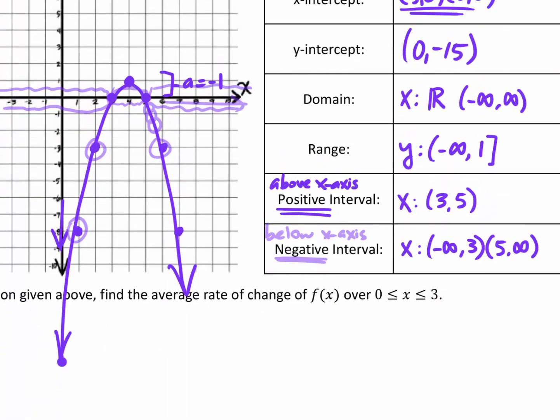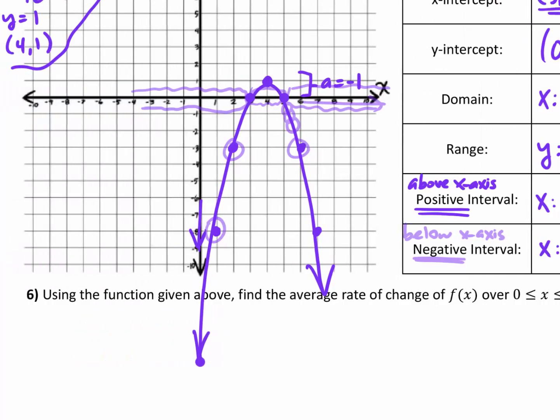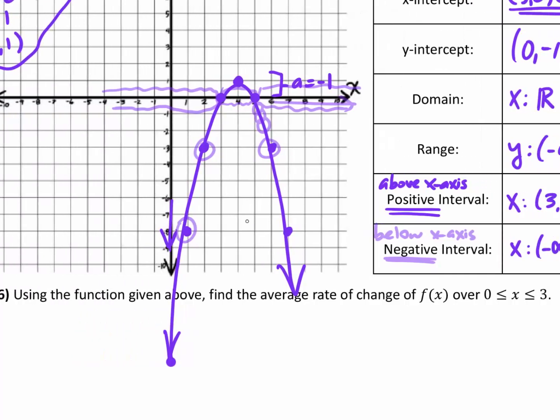So that leads us to the question given below this. Using the graph above, or the equation above, find the average rate of change over 0 to 3. Okay, 0 to 3 here, both being x values. X equals 0, x equals 3. Tell us where to start looking and where to stop looking. What is the average rate of change?